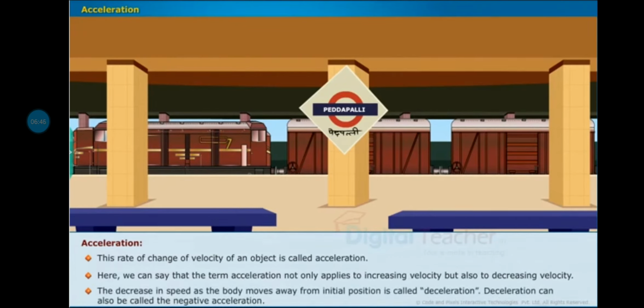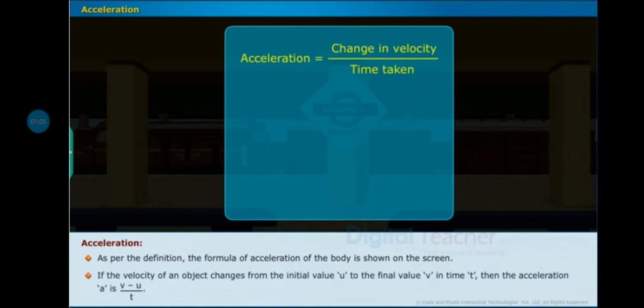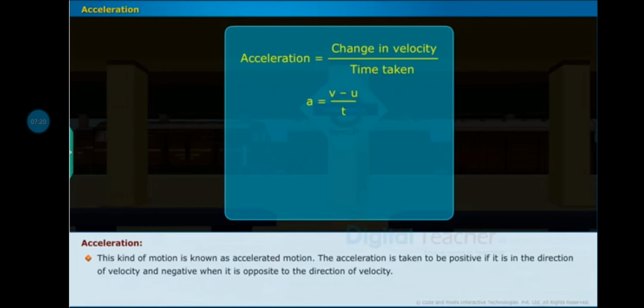The decrease in speed as the body moves away from its initial position is called deceleration, or retardation, or negative acceleration. As per the definition, the formula of acceleration is shown on the screen. Acceleration is equal to change in velocity upon time taken. If the velocity of an object changes from an initial value u to a final value v in time t, then the acceleration a is equal to v minus u upon t.